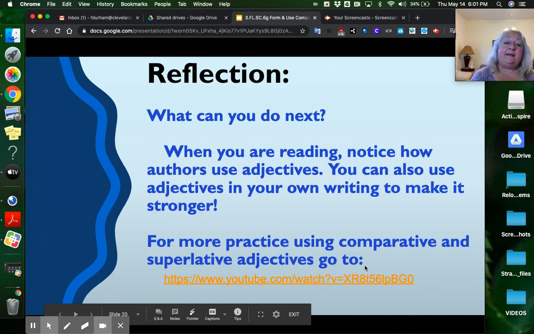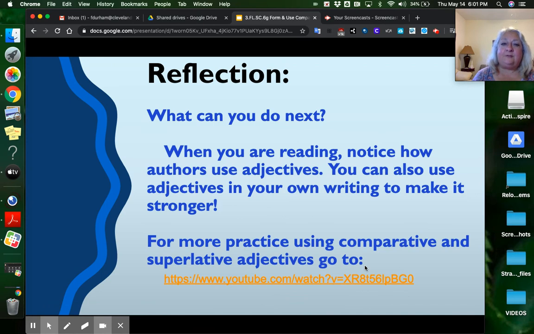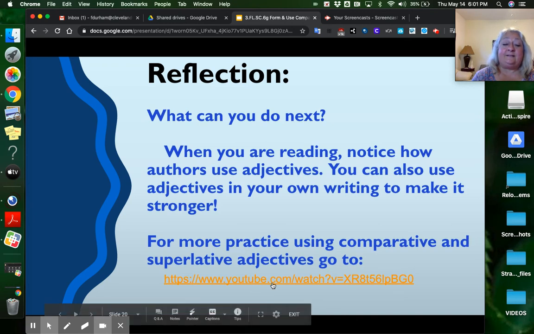What can you do next? When you're reading, try to notice how authors use adjectives in their writing. And you can also use these adjectives, superlative and comparative, in your own writing to make your writing stronger. For more practice using comparative and superlative adjectives, go to this website. It is a great review for you.